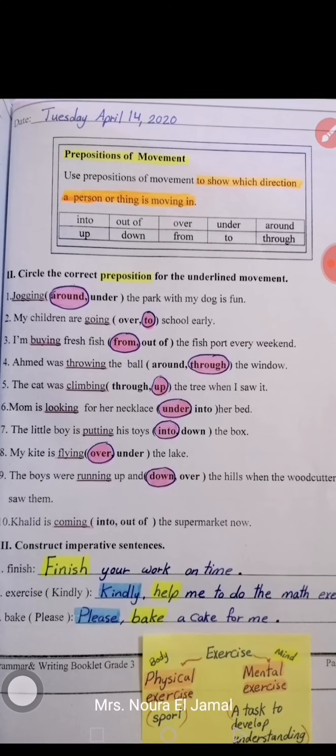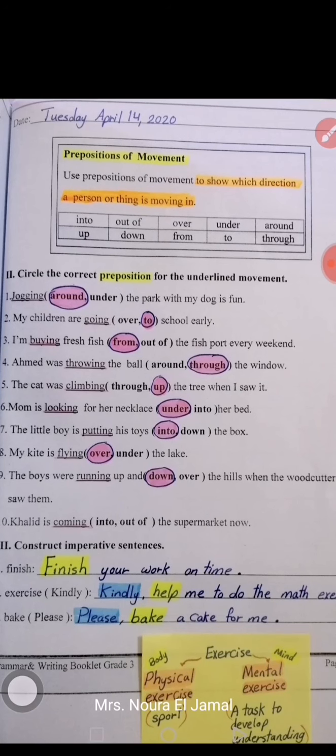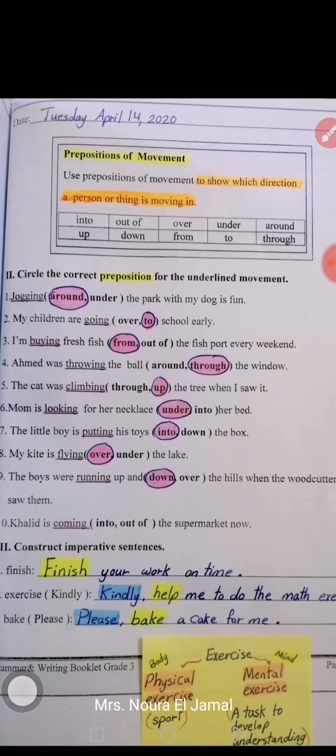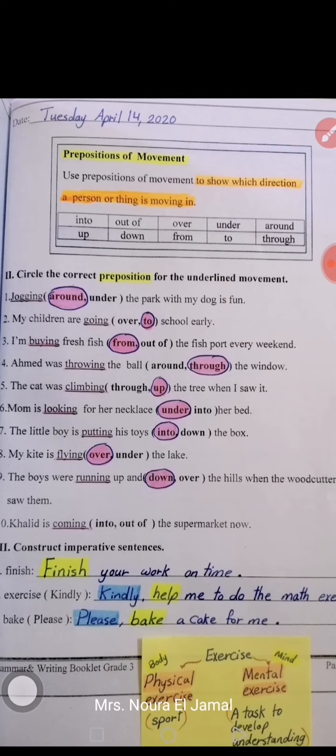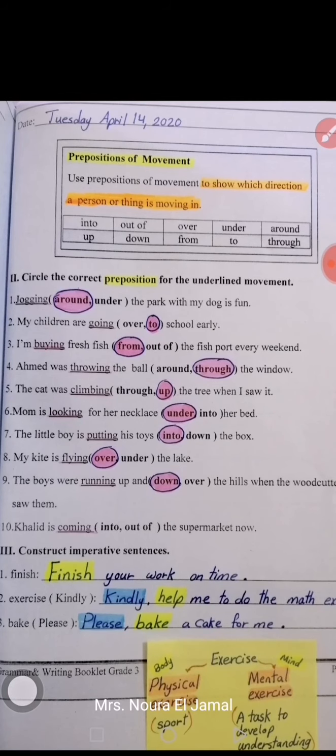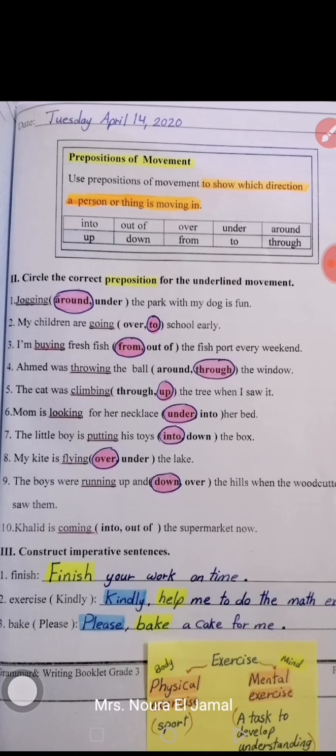Number 2, my children are going over or going to school early. Going to, not going over school. Number 3, I'm buying fish from the fish port every weekend, or out of the fish port. Number 4, Ahmed was throwing the ball around the window or through the window. Of course, through the window, not around the window.